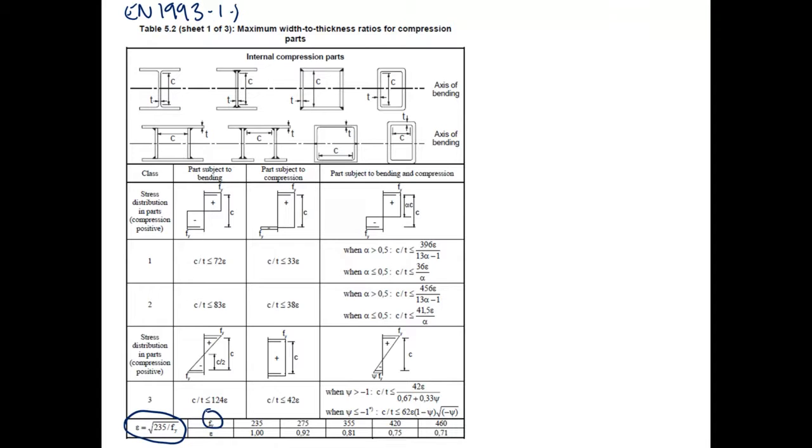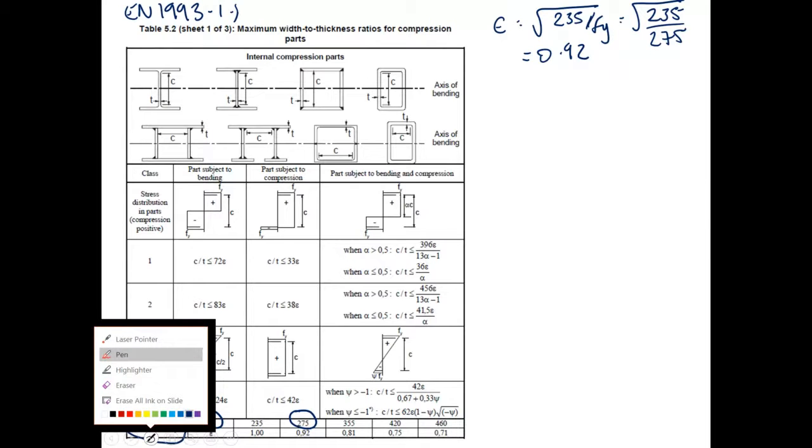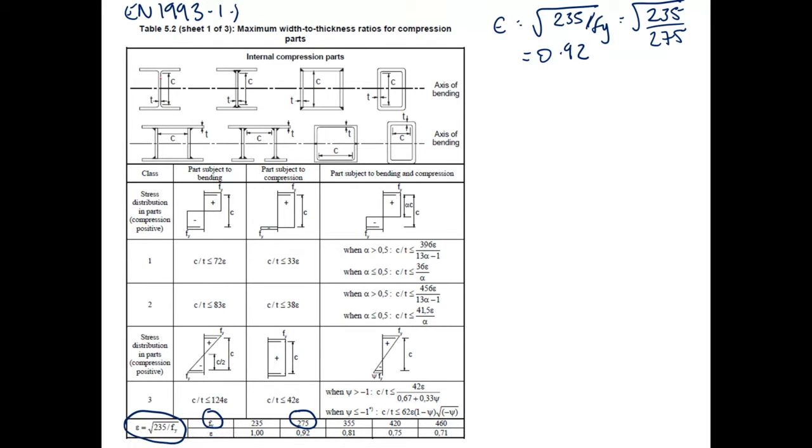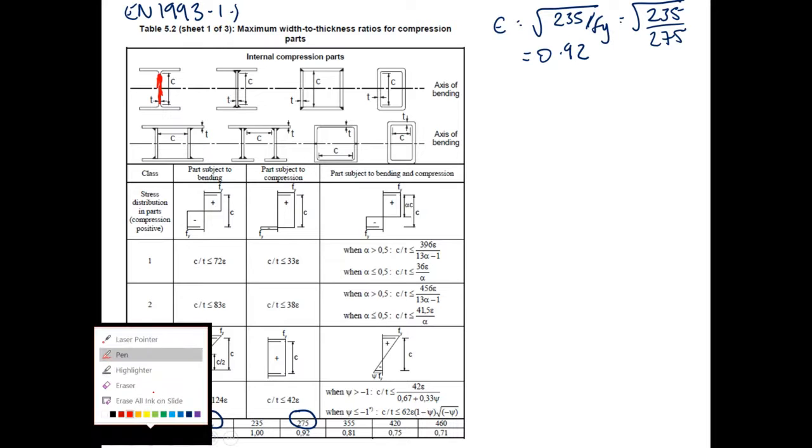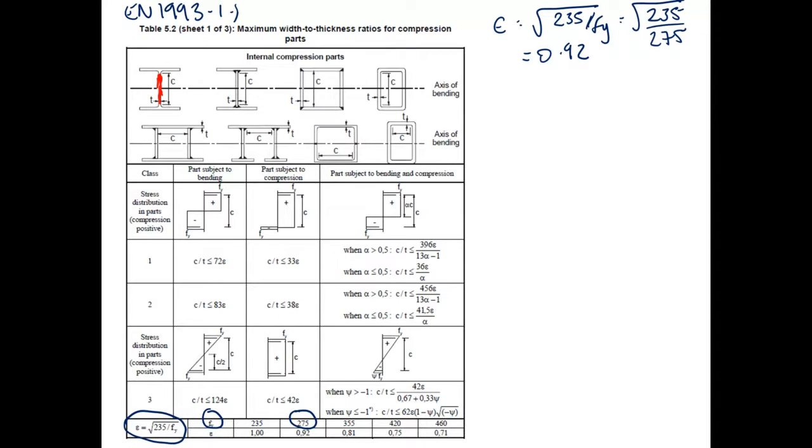We're going to need to know what the epsilon value is, which is on the bottom here. We said that Fy is 275. So we know that epsilon is equal to the square root of 235 over Fy, which is the square root of 235 divided by 275, and that's going to be equal to 0.92. That's the first thing. Now we're going to classify the section. We're going to classify the web first, looking at the c over t ratio.